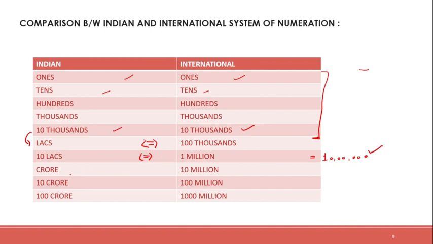Okay. After that, crore. 1 crore is equal to 10 million. 10 crore is equal to 100 million, and 100 crore is equal to 1000 million, or we can say 1 billion. Got it? So if I want you to tell me 1 billion is equal to dash million, it is 1000 million, right? Just revise this table again, and soon you'll learn it. Okay.